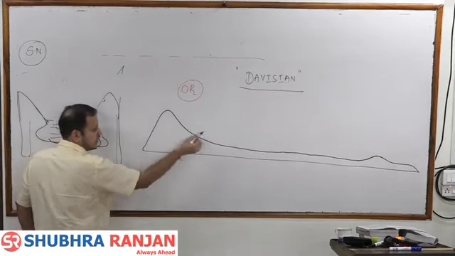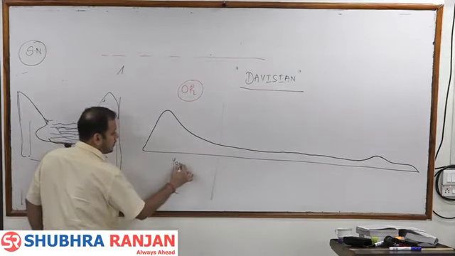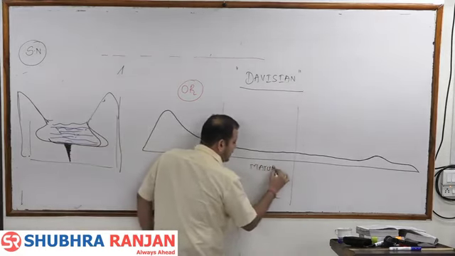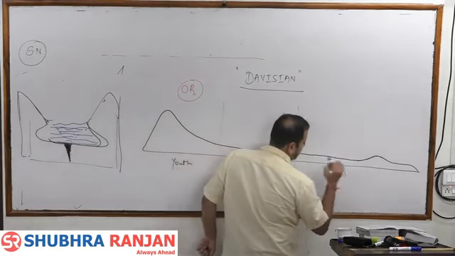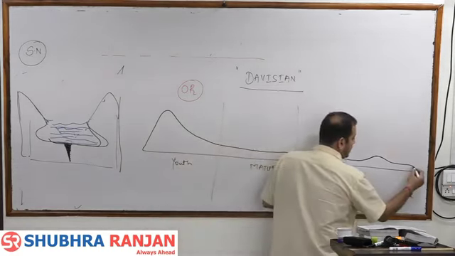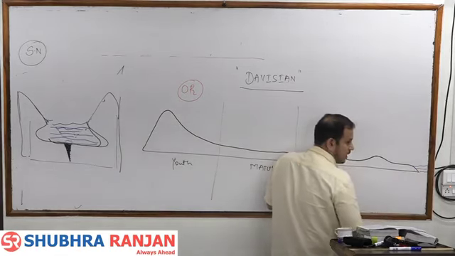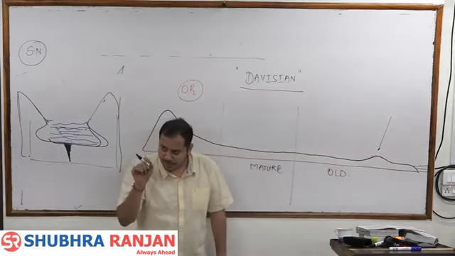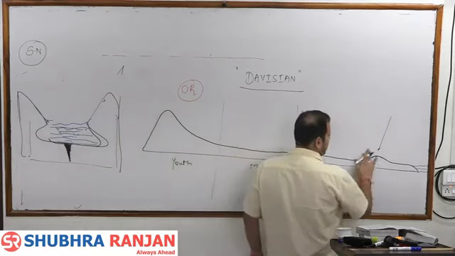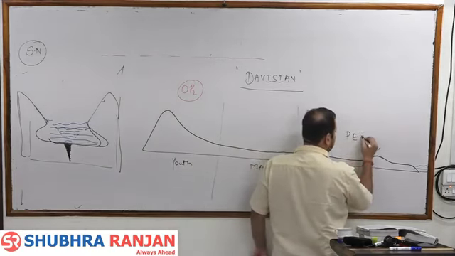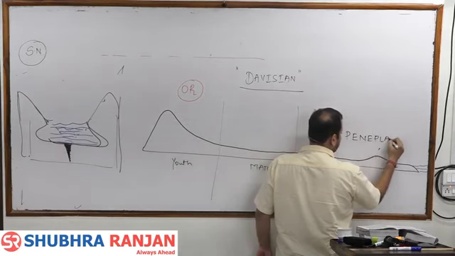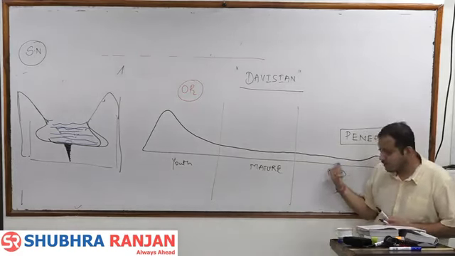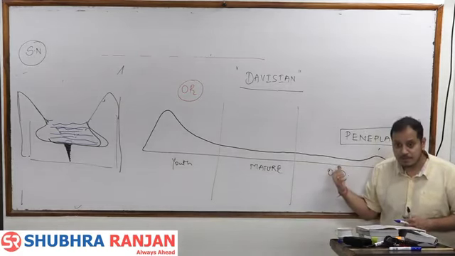Initially there is a rise, and he will call this stage youth. Then he will call the next stage mature, and the last stage old age. Where will the old age be? Old age will be near the sea level. And in old age, most of the landform will be flat, except there will be some hills. And this entire landform is known, in Davis, as peneplain. This flat landform which has been formed was called by Davis a peneplain.